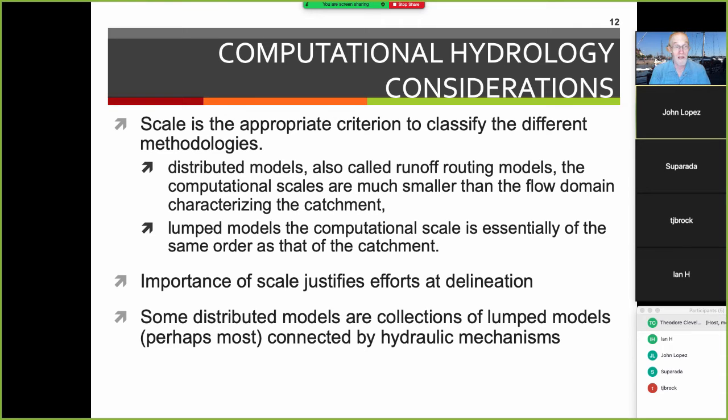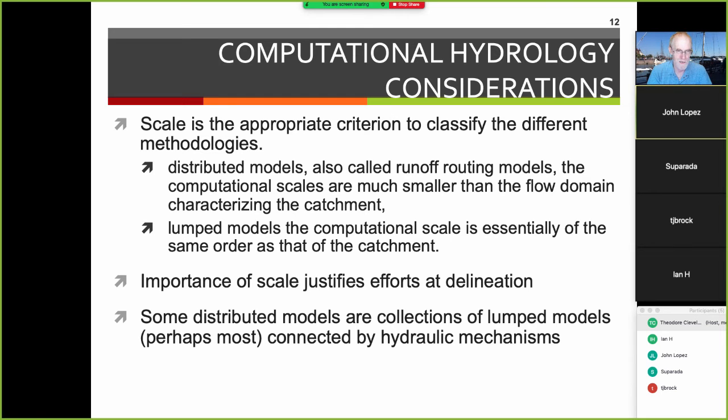So nice segue. Scale is the appropriate criterion to classify the different methodologies. So there's two main kinds of approaches to classifying both infiltration and the runoff generation process. One is distributed models, also called runoff routing models, and these are at fairly small computation scales relative to the size of the catchment. So say the catchment is a couple of square miles in size, or even the size of that Placid watershed that you analyzed in exercise set 1, which was several thousand acres.